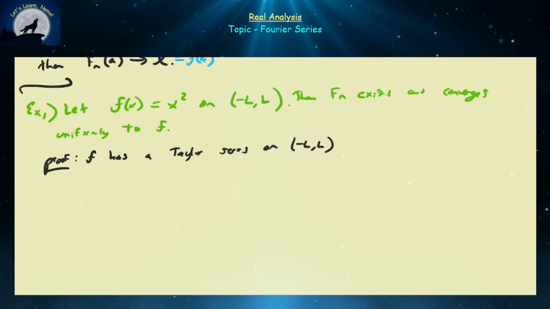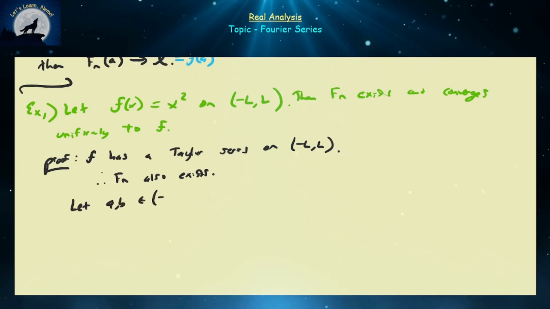We've already proven that polynomials have Taylor series. In particular, the Taylor series and the polynomial are the same on minus L to L, moreover so on R. Therefore, since it has a Taylor series, that means the Fourier approximation also exists by that theorem that I proved earlier. So let's assume that a and b are numbers from minus L to L. Then what do we know about a squared minus b squared? So f of a minus f of b.